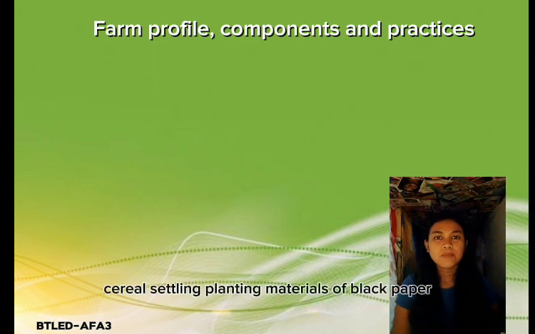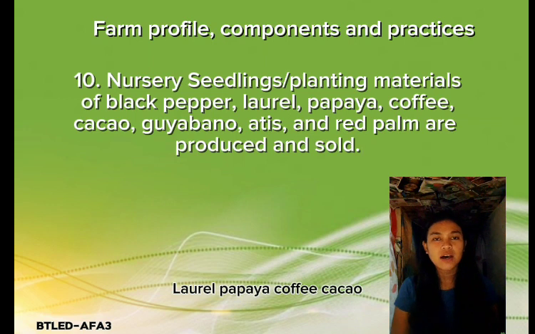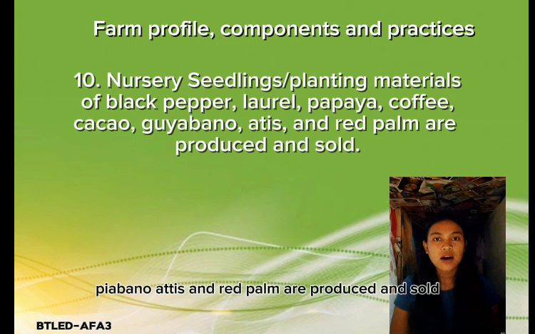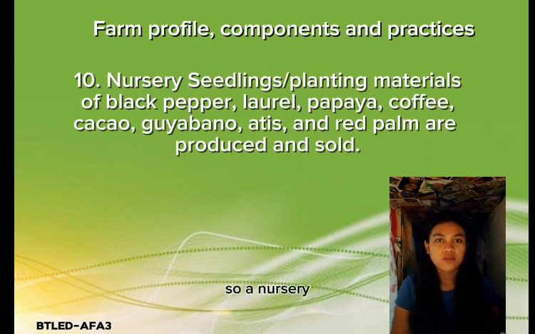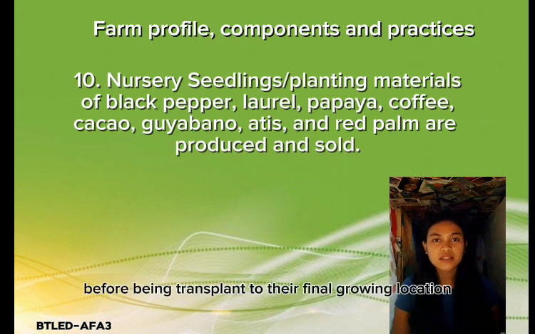Nursery. Seedling planting materials of black pepper, laurel, papaya, coffee, cacao, guyabano, atis, and red palm are produced and sold. A nursery in the context of agriculture and horticulture is a place where plants are propagated and grown to a desired age or size before being transplanted to their final growing location.